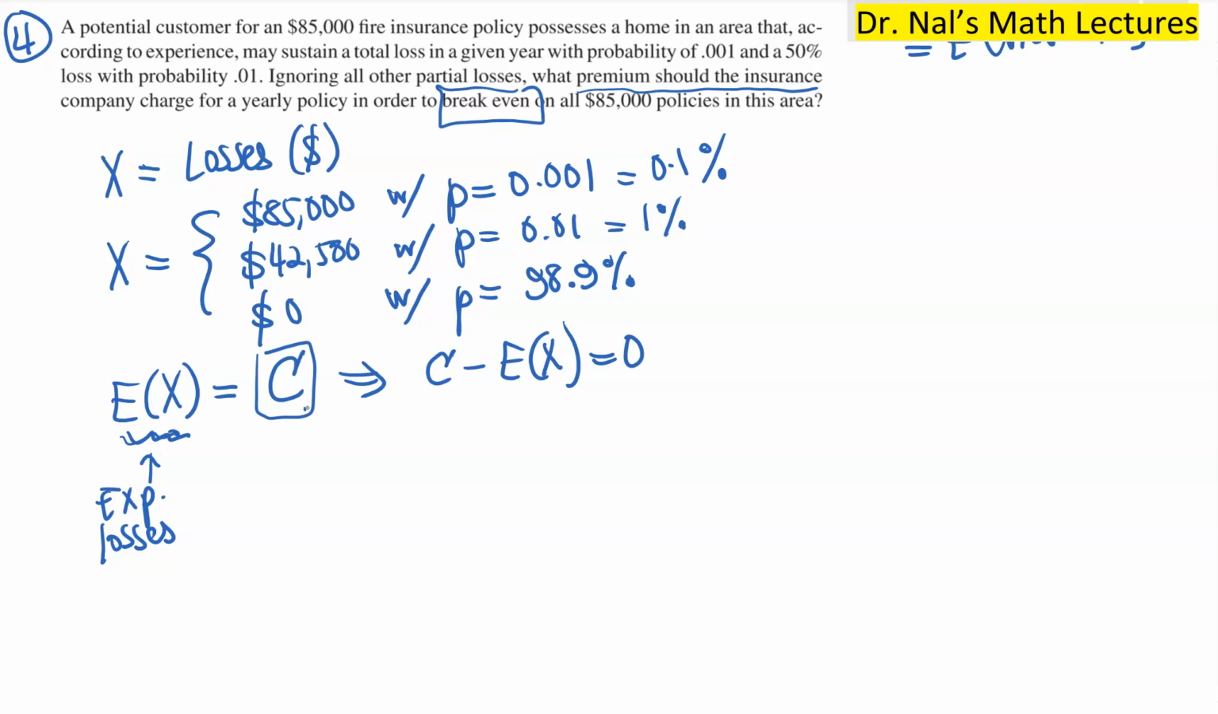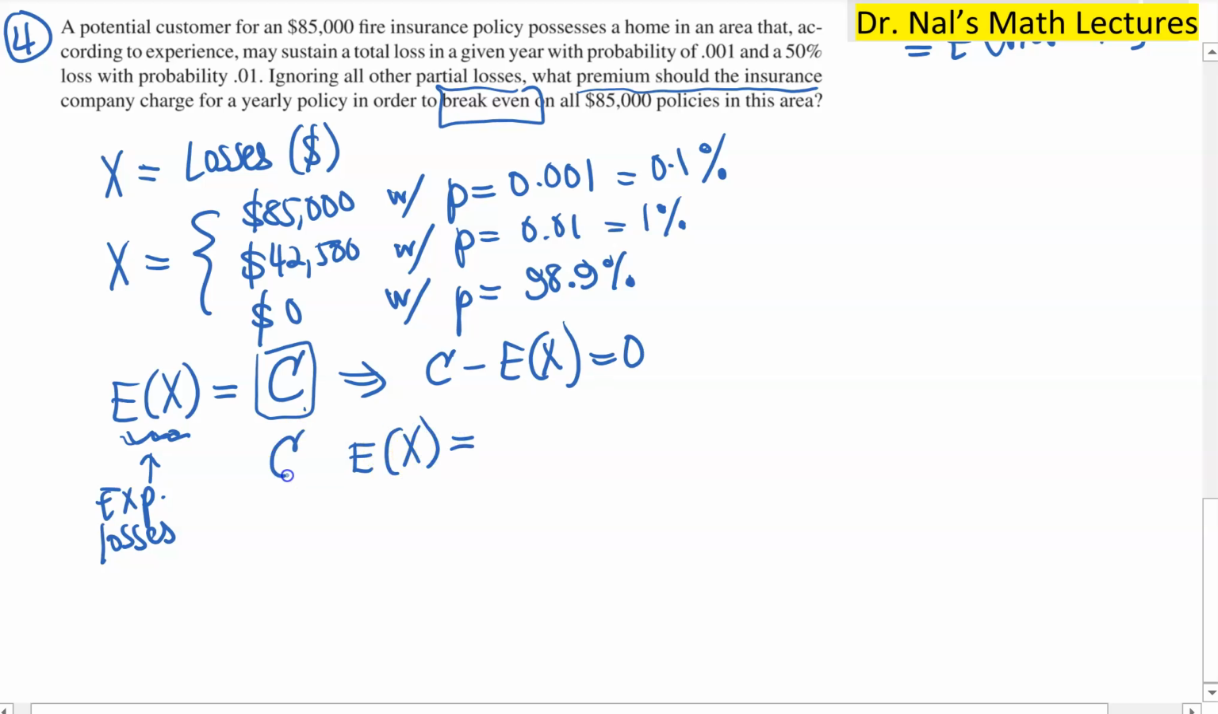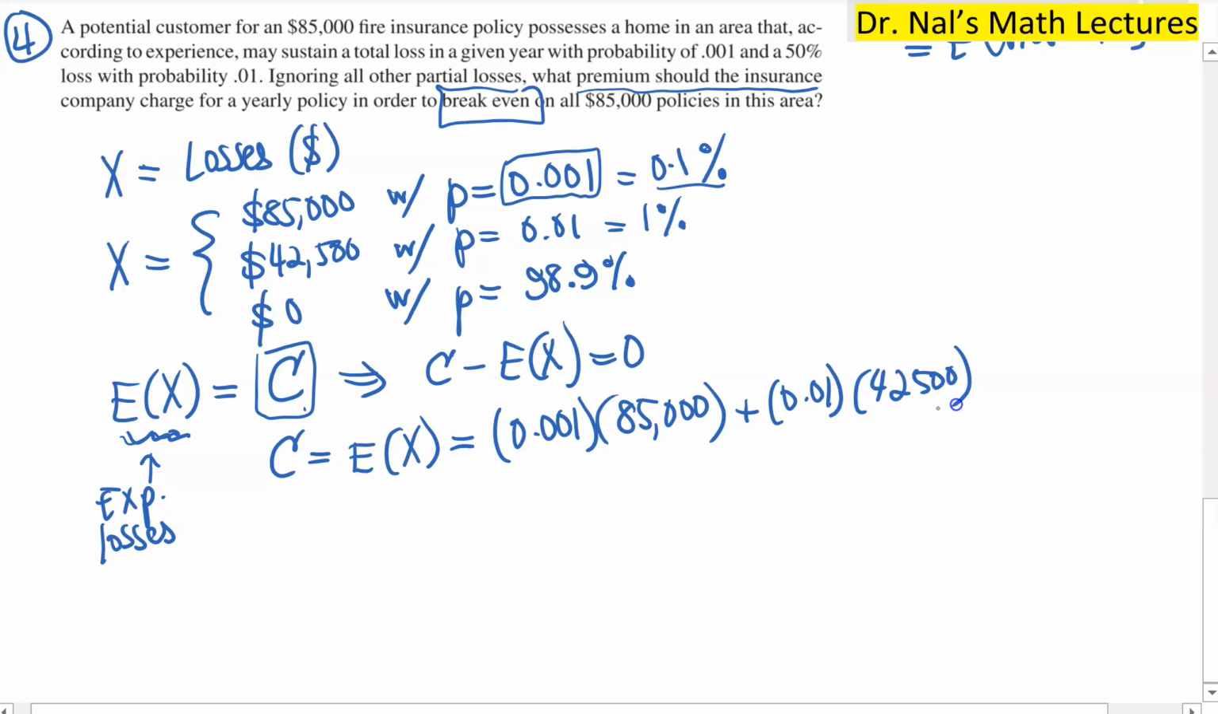Like we said, let's just go ahead and calculate expected losses, and that's it. So expected losses is basically the amount that we will go ahead and charge. All right, so expected losses, like we said, with a 0.1%. Let's write it in decimal. Actually, fraction is better. Okay, let's just do it. I don't want to lose more time. Times an $85,000 loss, with 0.01 probability the loss would be 42,500, and finally with a 0.989 probability, the loss would be 0.